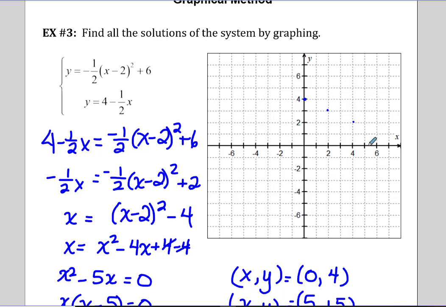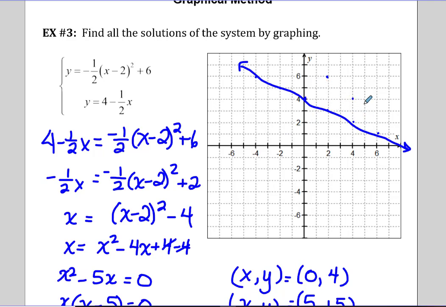Our solution will graphically appear when we have 4 minus 1/2 x: down 1, down 1. So we have the line going here. And we have a parabola that shifted 2 units right, 2 units up and 6 units up. So (0, 4), down 2, down 2.